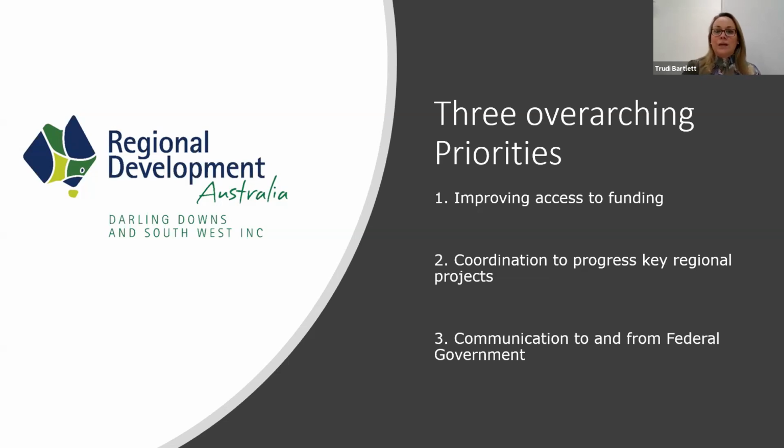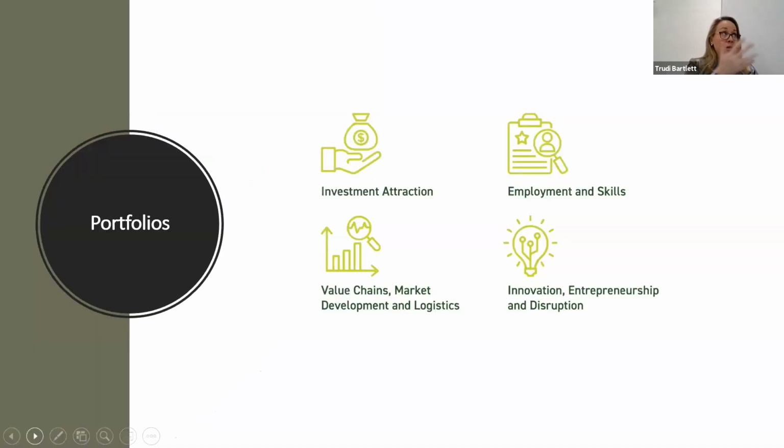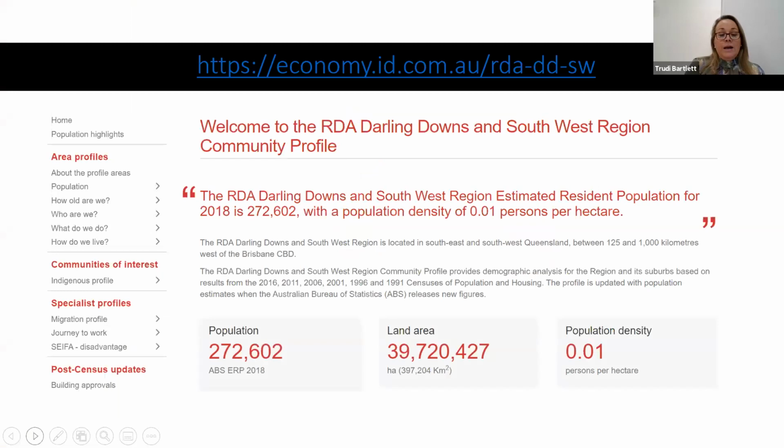So that's a big one that we want to be involved in. So please keep giving us information that we can feed back to the federal government. On the screen, you'll see our particular RDA has got 4 key portfolios, so 4 areas that we see are key for our region. And so they're on the screen.